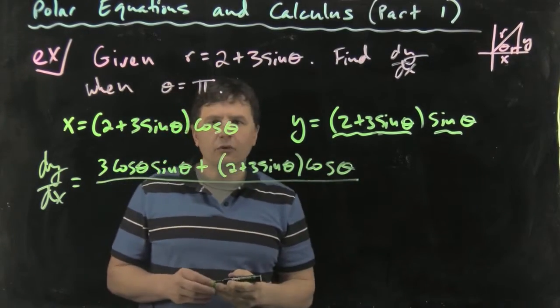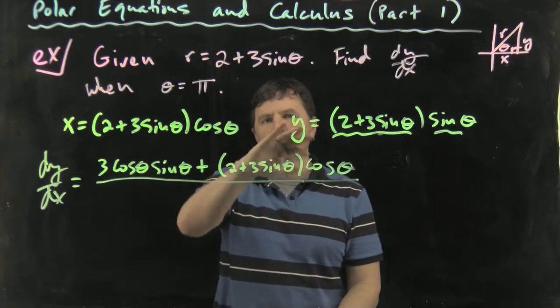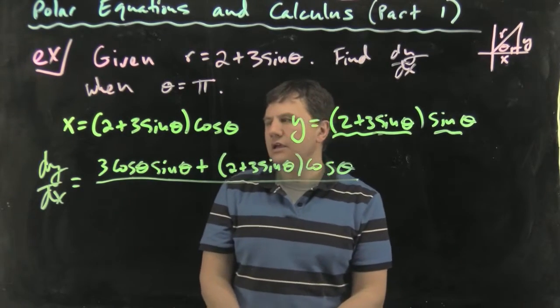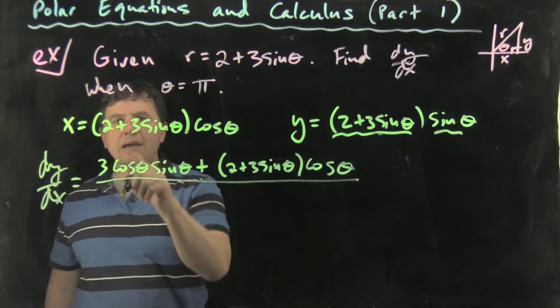Keep that memorization to a minimum. We all know how to do product rule, so if you remember just to write x and y as a parametric equation, I think that's the best way to do it. All right, so now let's take the derivative of the denominator.